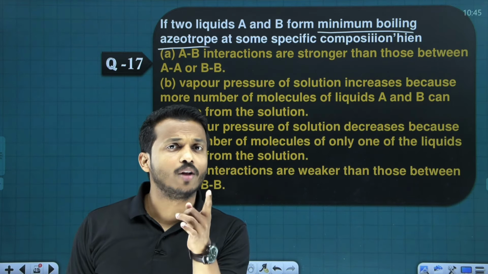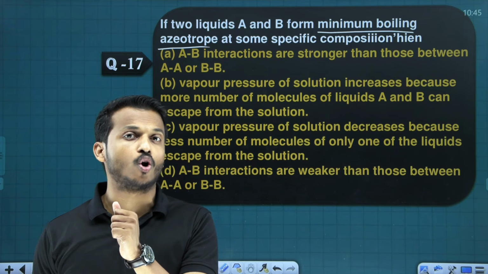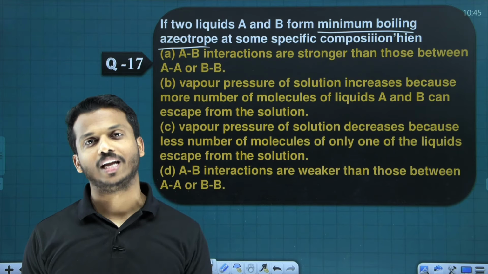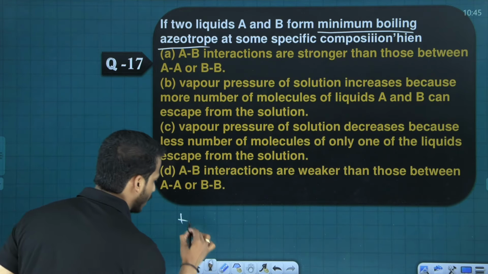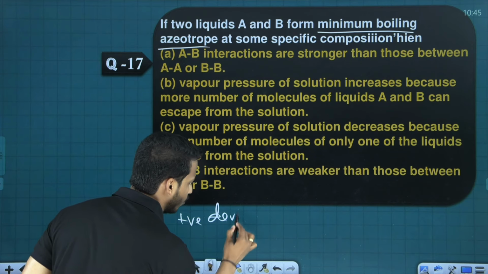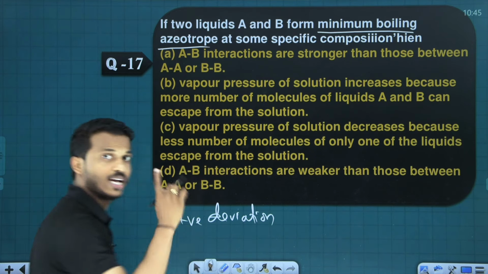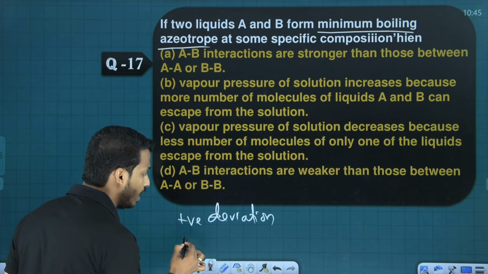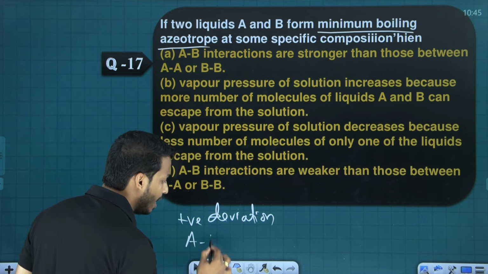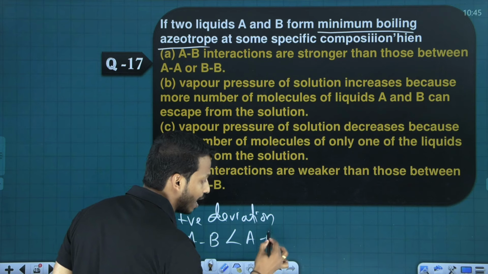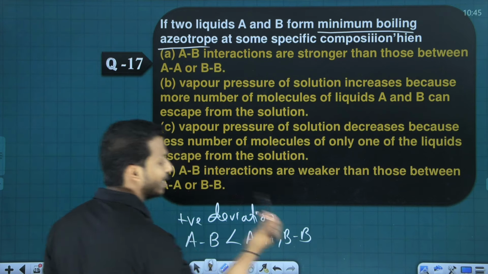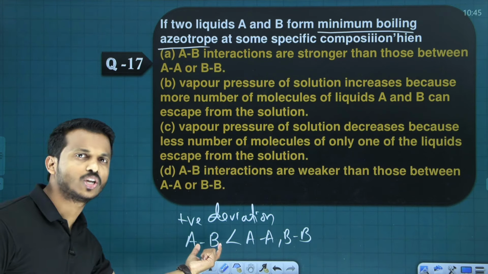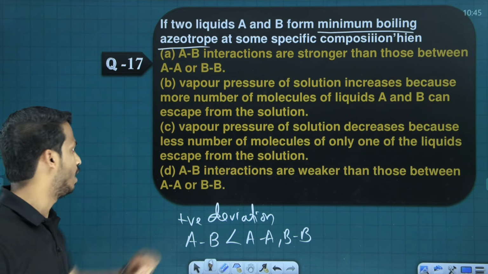If 2 liquids A and B form a minimum boiling azeotrope at the same composition, we studied that, who will form a minimum boiling azeotrope? They're all positive deviation, right? Positive deviation forms minimum boiling azeotrope. In positive deviation, what is the reason we studied? AB interaction is weaker than AA and BB interaction. That is the reason. Because AB interaction is weaker, it forms a minimum boiling azeotrope.